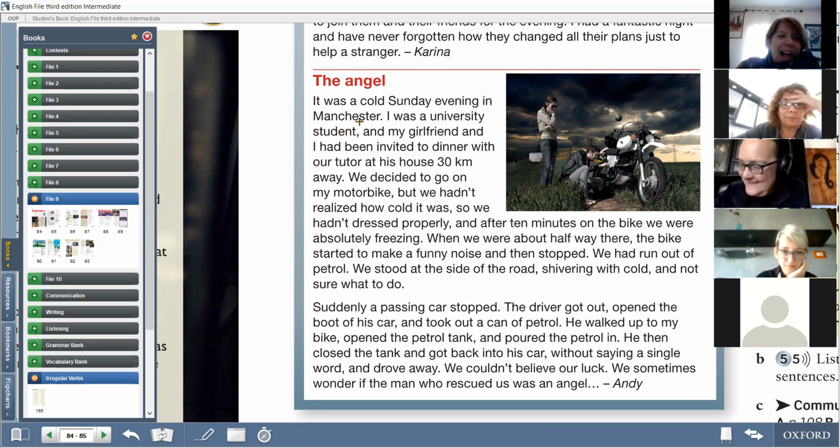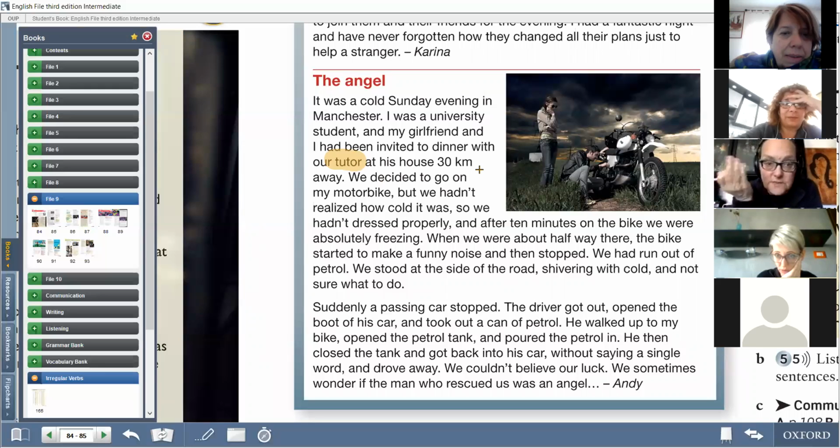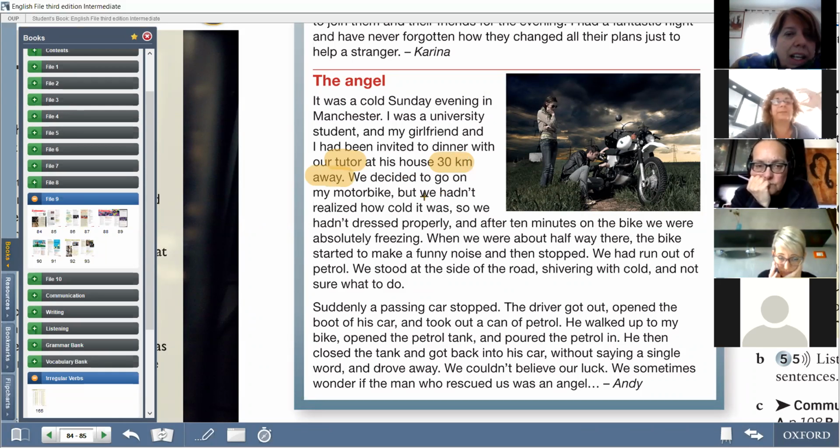It was a cold Sunday evening in Manchester. I was a university student. My girlfriend and I had been invited to dinner with our tutor, at his house. You know the word tutor, of course. Professor. Thirty kilometers away. That is the distance. We decided to go on my motorbike, but we hadn't realized how cold it was, so we hadn't dressed properly. This is very common. Properly.